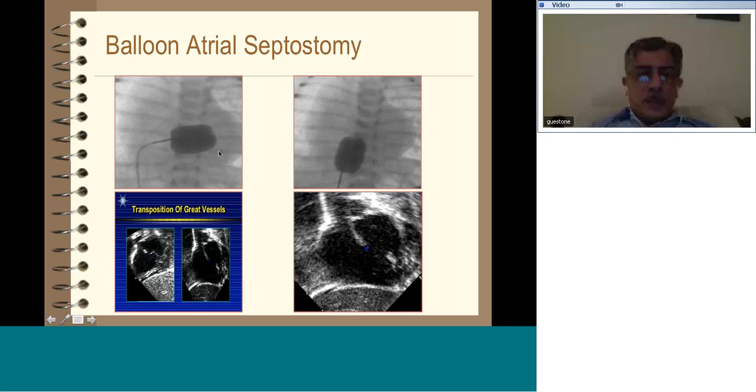So that's how balloon atrial septostomy is done. I'm sure you're all familiar with this. A balloon is introduced across the ASD into the left atrium. The balloon is inflated and pulled down with a sharp tug. This is the sort of flap that you see in a patient with transposition and intact septum. The ASD communication is not very big, and after a septostomy, one can have a fairly wide communication.